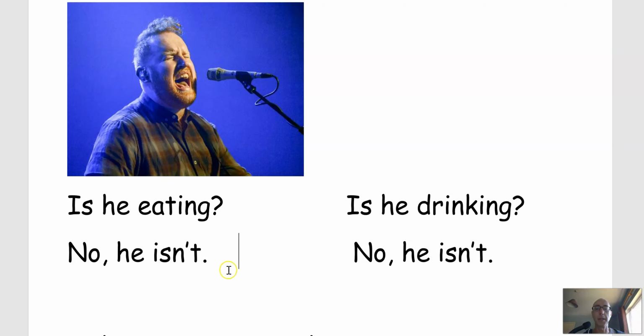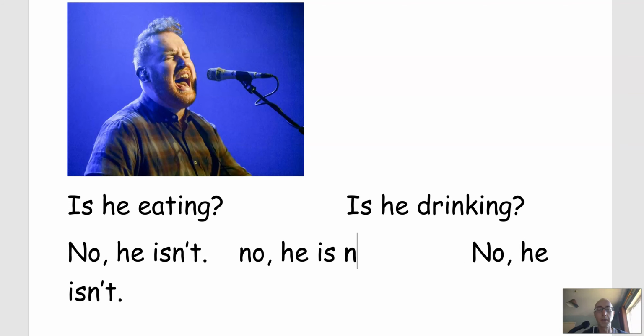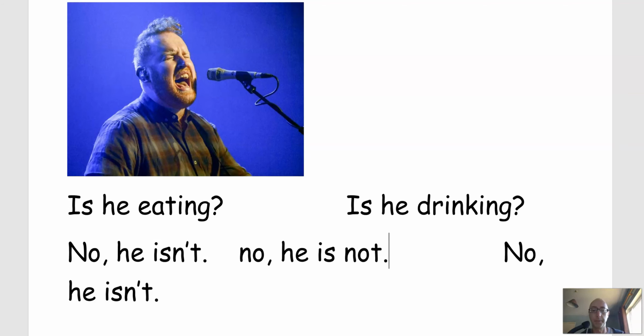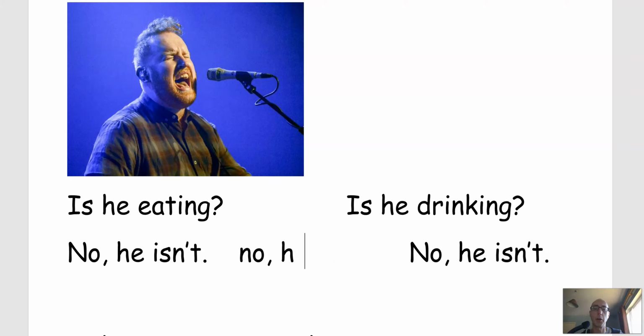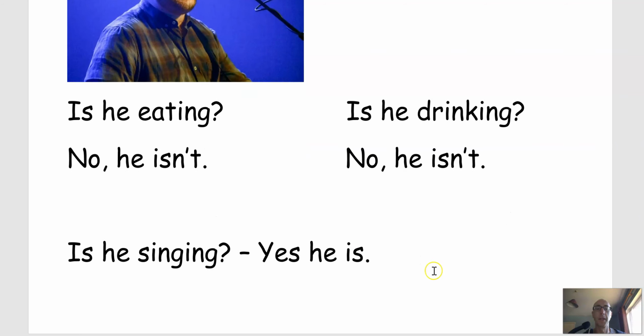Remember, isn't means is not. So it's the same as saying no, he is not. No, he isn't. It's exactly the same. We just make it smaller. When we're speaking, we say isn't. So the negative is isn't. He is, he isn't. Is he singing?